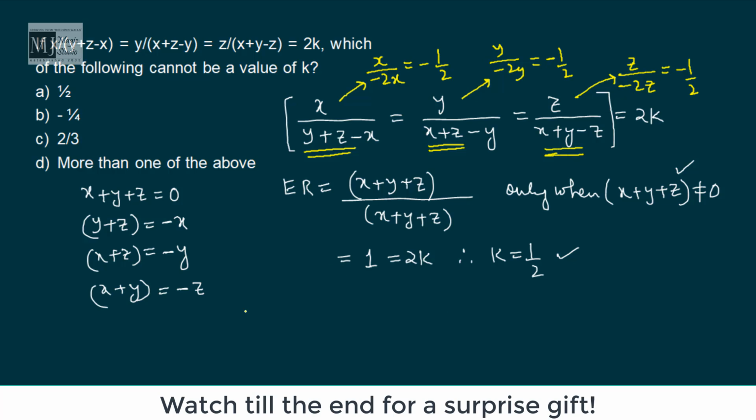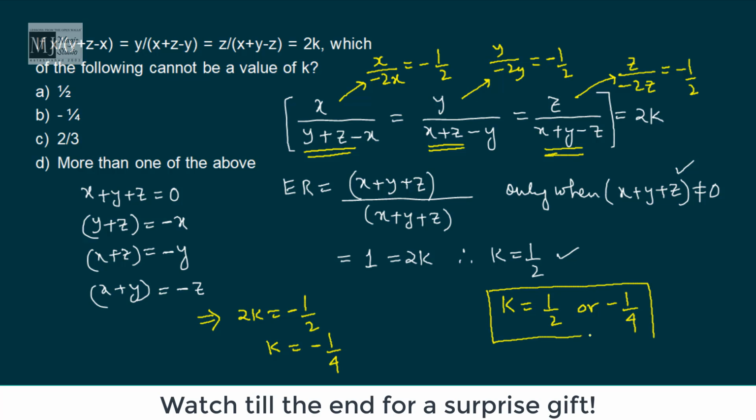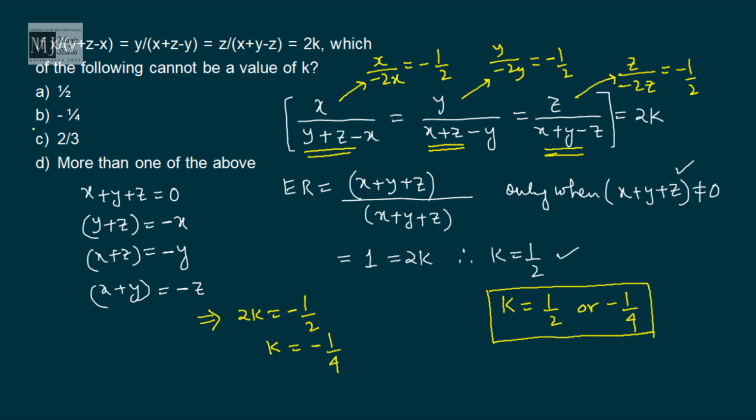That means here in case 2, we will have 2k equal to minus half. That means k is minus 1/4. So k can assume value half or minus 1/4, but it will not assume value 2/3. Option C should be the answer.